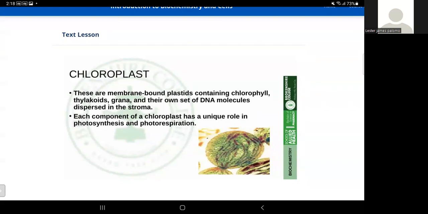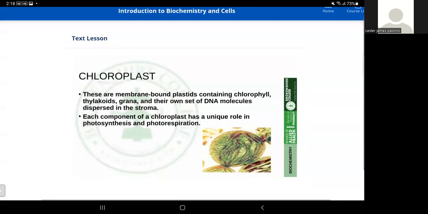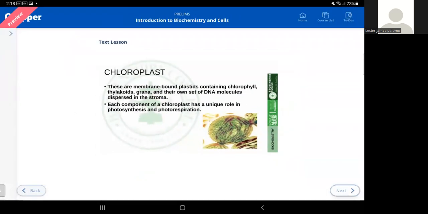Chloroplast. Okay, let's continue. So usually our chloroplast performs photosynthesis in photoautotrophic eukaryotes.